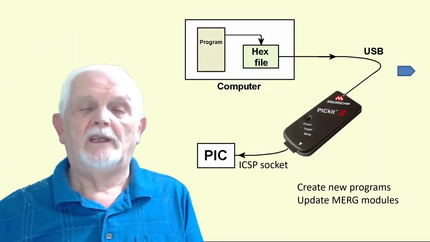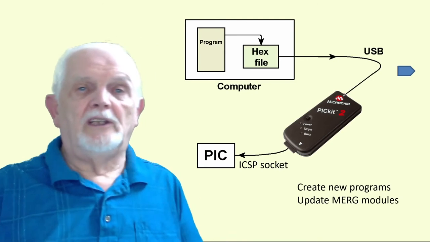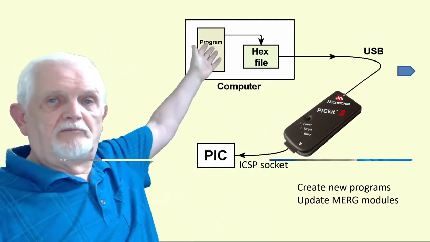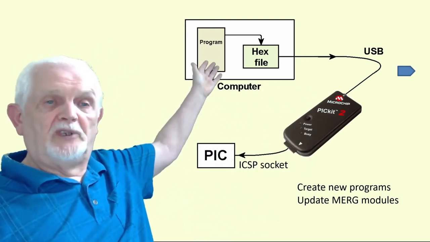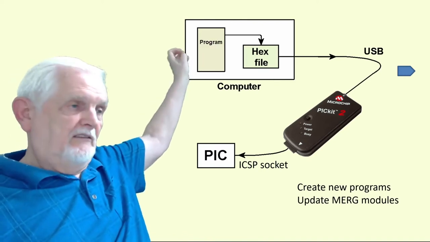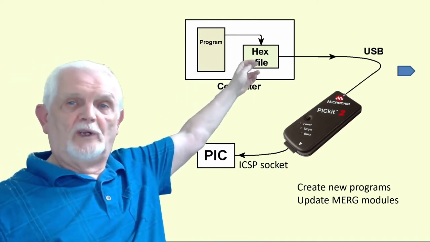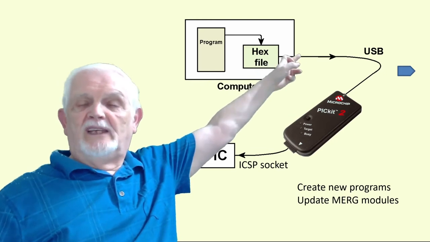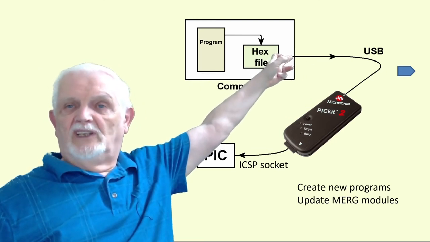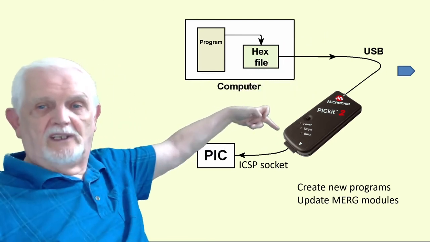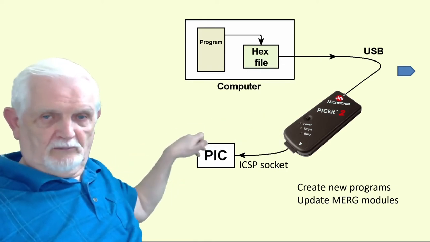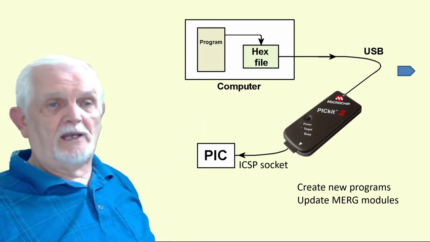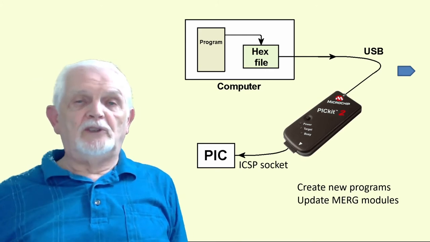Right. So that's what's happening. You write your program in the JAL language inside the computer, like a bit of text. You convert it into a whole pile of nothings and ones. You plug in that PICkit into the USB port and it comes along here. Another end goes into the PIC chip you want to program. So you can do that for two purposes.